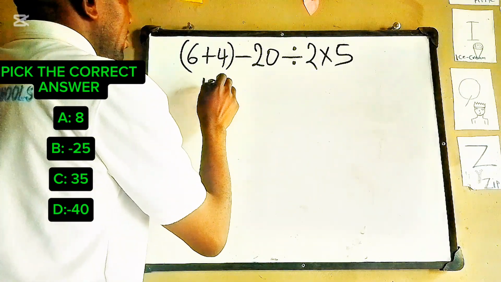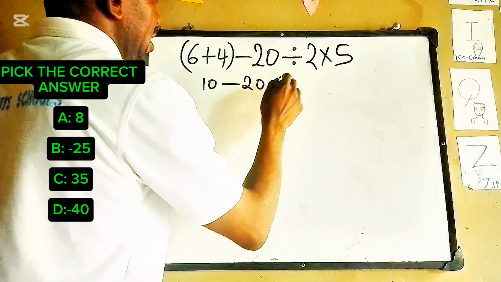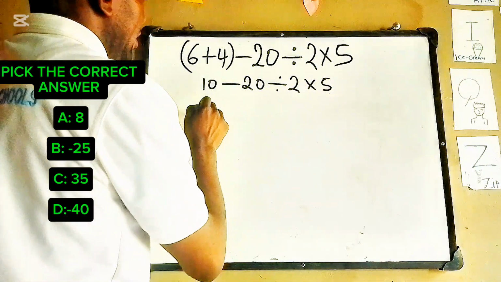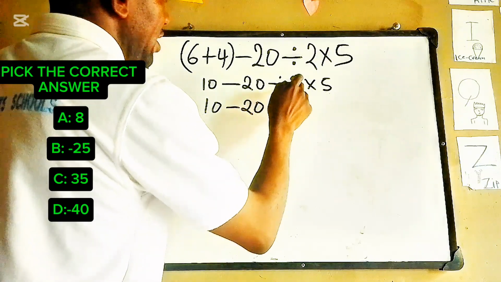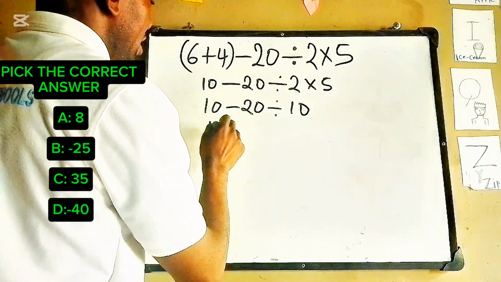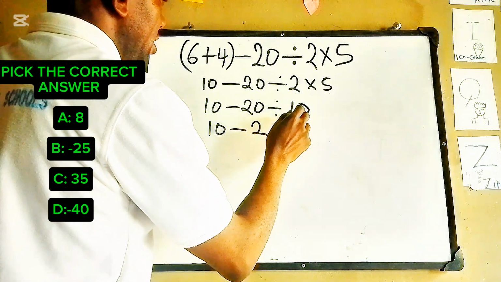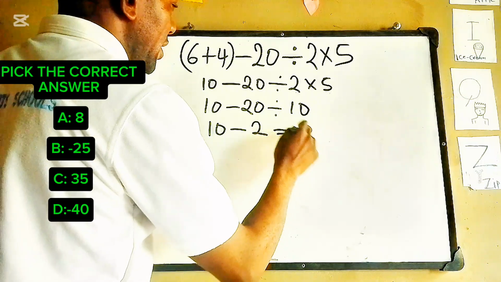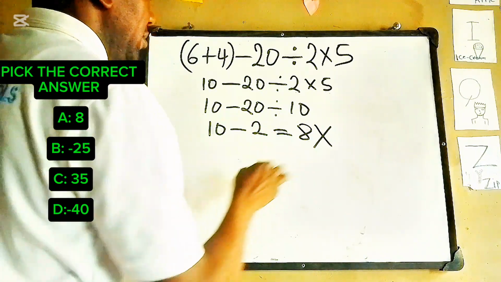Then minus 20 divided by 2 times 5. Then minus 20 divided by 2 times 10. 2 times 5 is 10. Then minus 2. 20 divided by 10 is 2. Then 10 minus 2 is equal to 8. The answer is wrong. Let me do the correct one now.